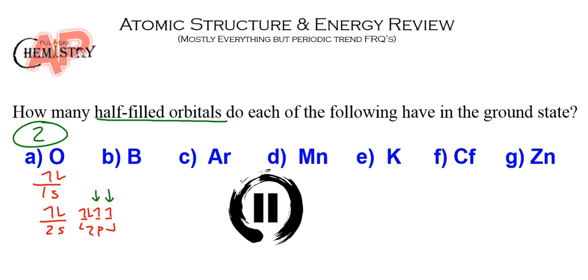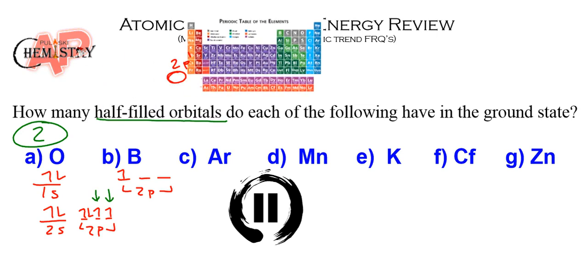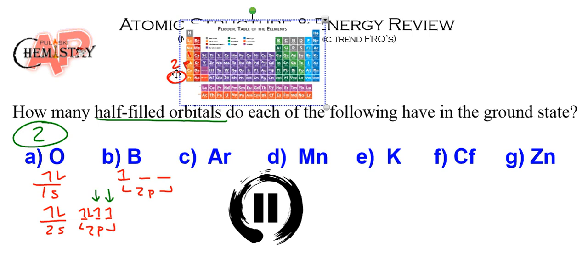I will do one quickly for you, just to give you an idea of what I'm talking about. If I look at B, boron is right here. Boron is at 2p1. So visually, what I can simply do is, okay, it ends in 2p, and there's only one of them. So my answer would be one half-filled orbital.